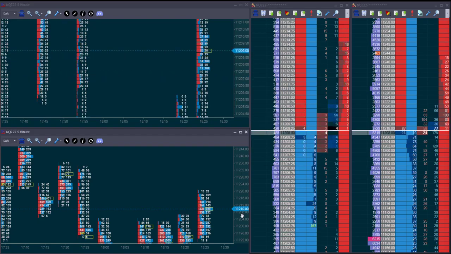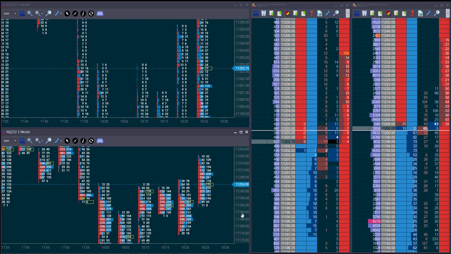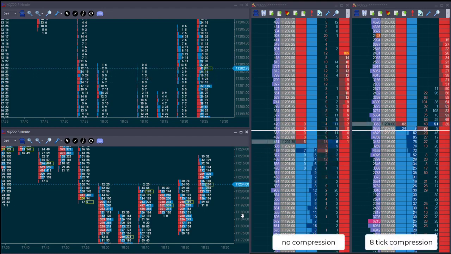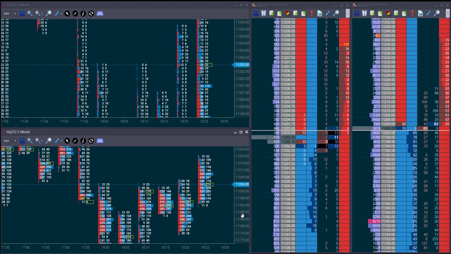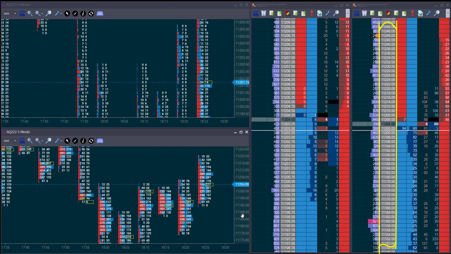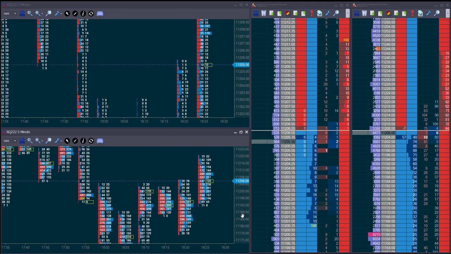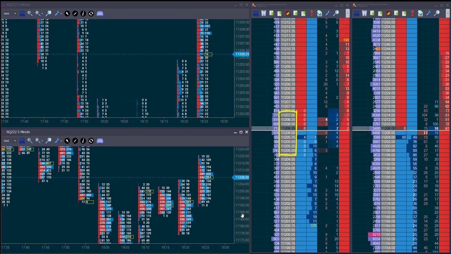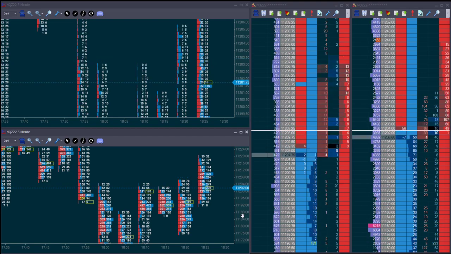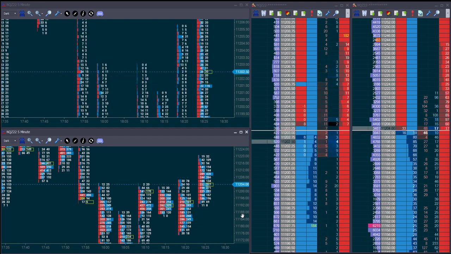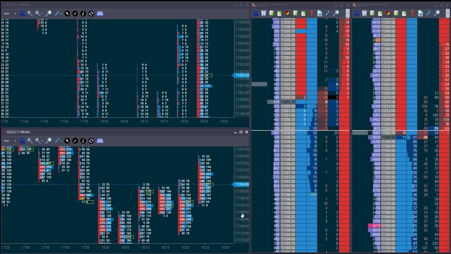Let's start by looking at the NQ depth and sales first. On the left, we have the NQ with no compression, and on the right, we have an 8-tick compression. You can see the price scale showing an 8-tick interval, and what we are simply doing here is consolidating all orders inside that 8-tick interval into a single price. That means all market depth, current trades, bid and offer profile, your positions, everything.